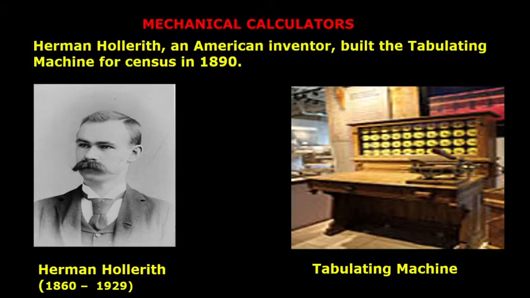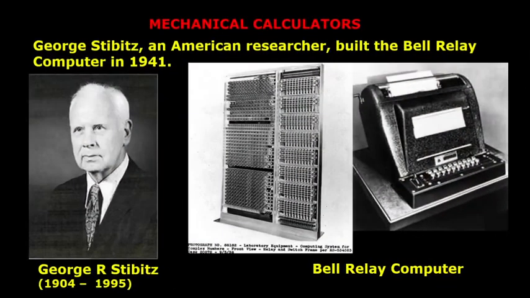Herman Hollerith, an American inventor, built the tabulating machine for census in 1890. He was born in 1860 and he died in 1929. George Stibitz, an American researcher, built the Bell relay computer in 1941. Stibitz was born in 1904 and died in 1995.